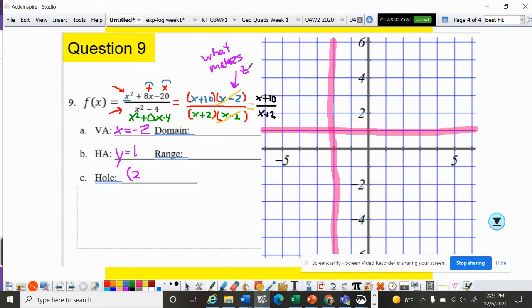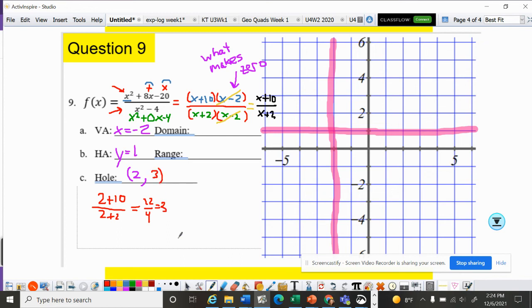And so I know that 2 minus 2 makes 0. So I know I'm going to have a hole when x is 2. But then I have to figure out what y is when x is 2. So in order to figure out the y coordinate, I'm going to plug 2 into my new function. So I'm going to do 2 plus 10, because my function was x plus 10, over 2 plus 2. And so then I would have 12 divided by 4, which is 3.